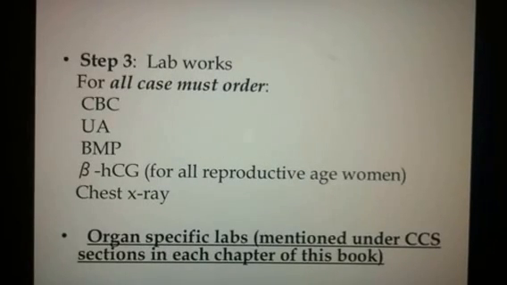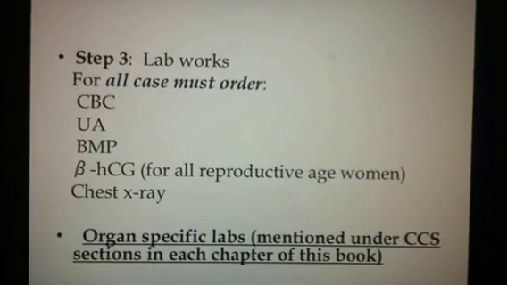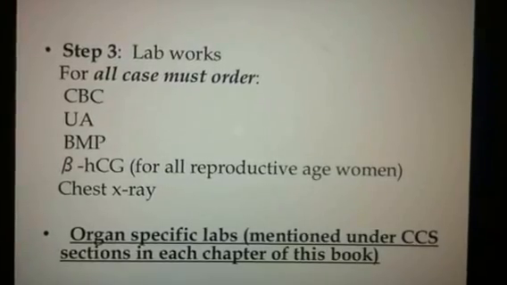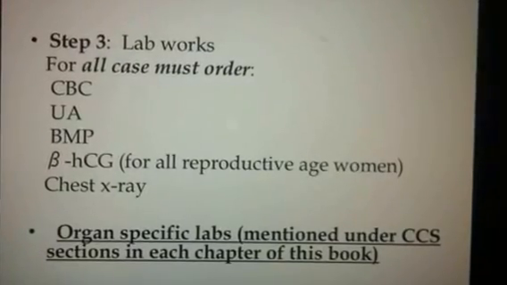Step 3 is lab work. For all CCS cases, you should get CBC, urinalysis, BMP, chest X-ray. But for all reproductive age women, make sure to do the urine pregnancy test and do the chest X-ray only after the urine pregnancy test is negative. And plus also do the organ-specific labs.